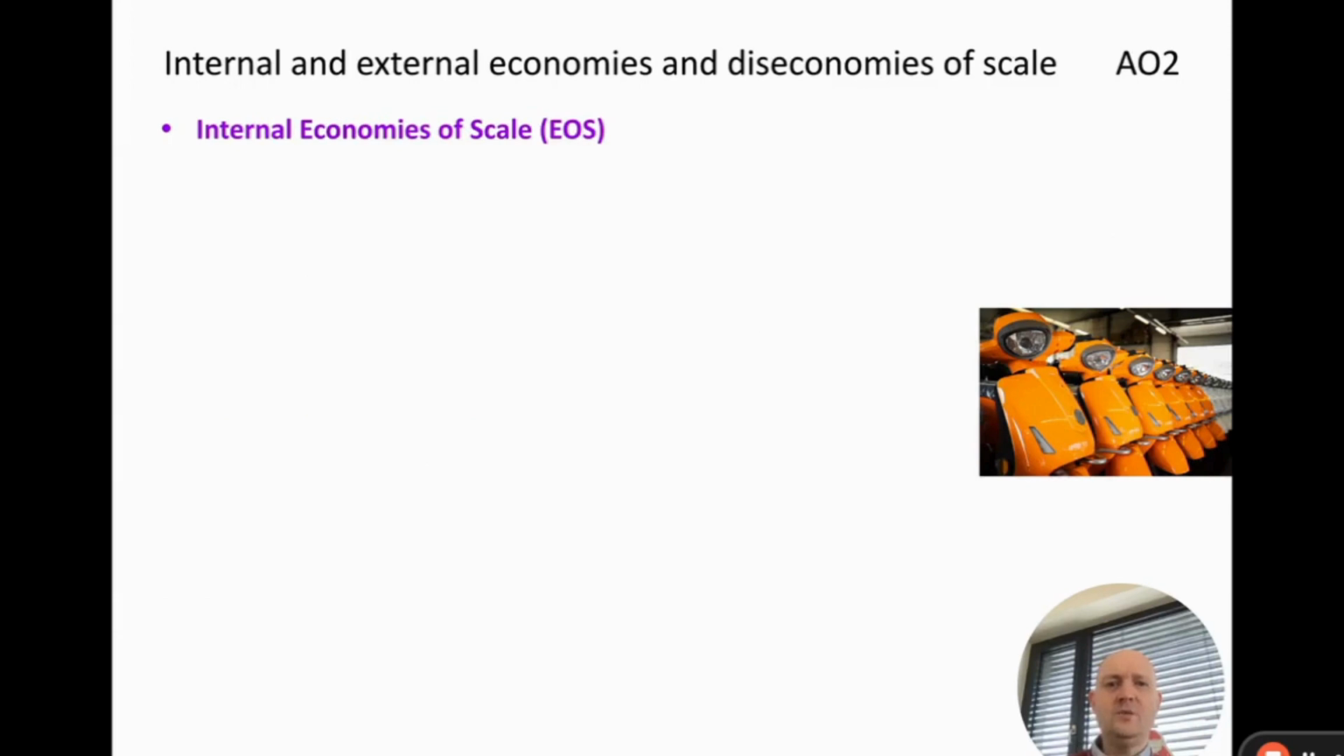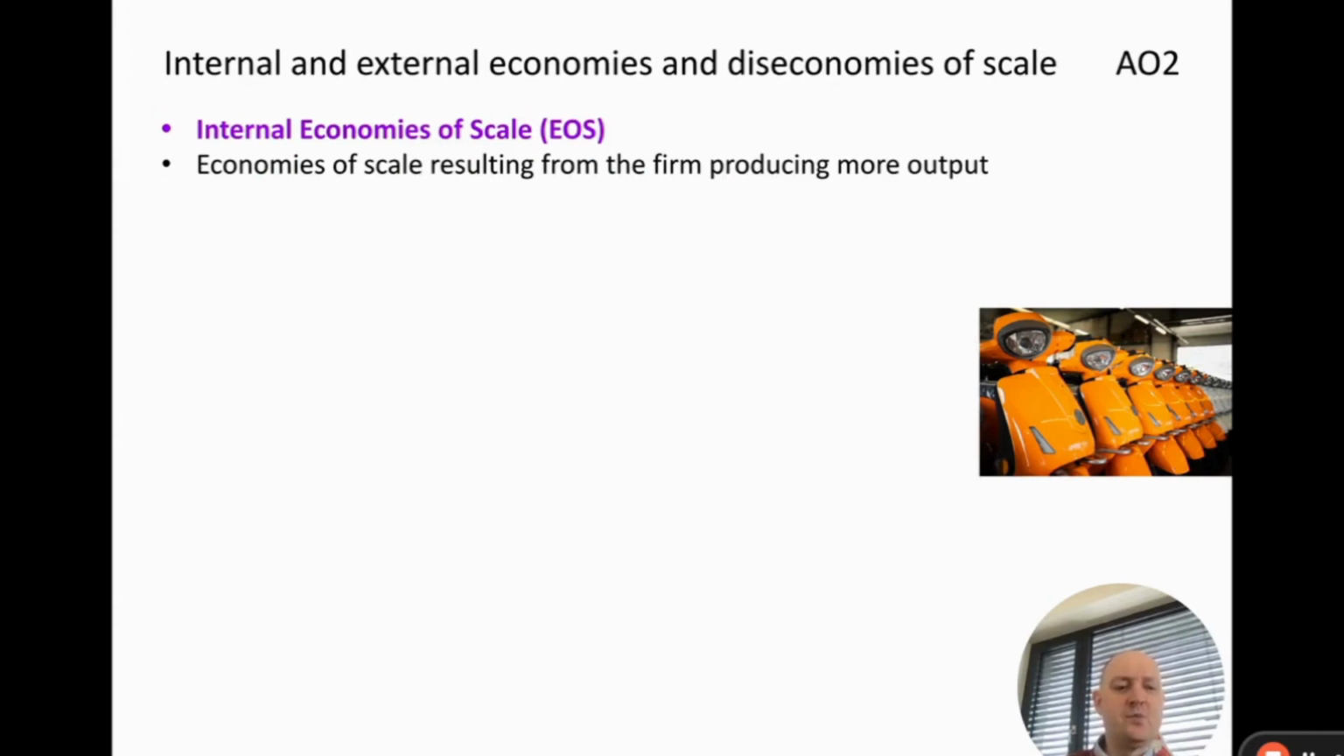So where do economies of scale come from? Why do we get this thing where costs are going down as we produce more? Well, we're going to look at 2 types. Firstly, internal economies of scale. And this is economies of scale that come from within the business. Specifically, they come from producing more output.